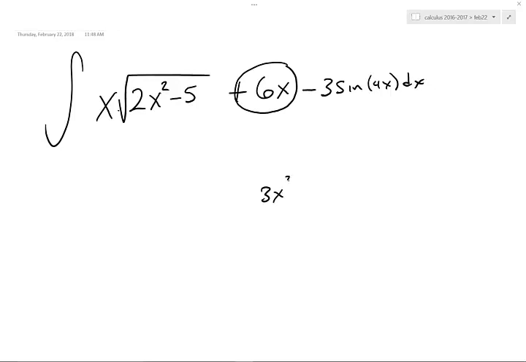3x squared. That's right. And look, watch me put a big plus c over here on the end of the whole shebang when I'm done. You with me? Right? I mean, I know that's all going to be on there. Let's do them one at a time. Let's look at this guy here. Let's look at this sine one, shall we?